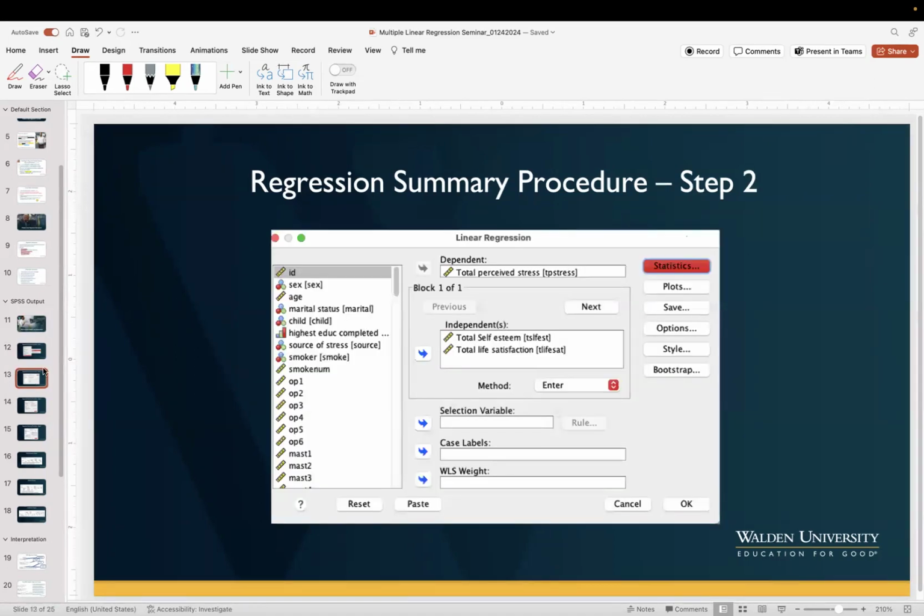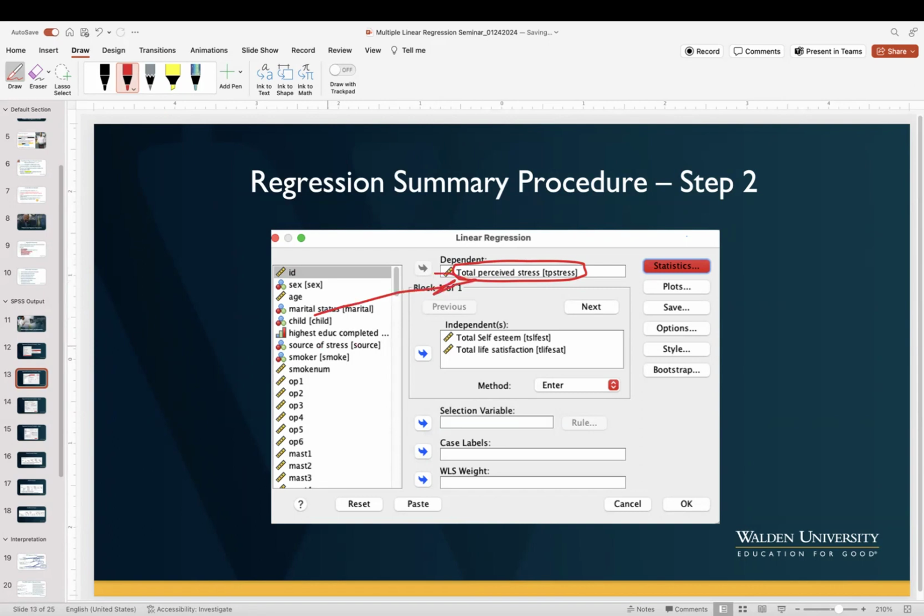From that, you'll get the linear regression box. And this is where pretty much everything shows up that you're going to input to do the analysis. So the dependent variable is up here. Remember I said the dependent variable is the one that comes after the word "and." You're going to take it from over here to the left and put it up in here.